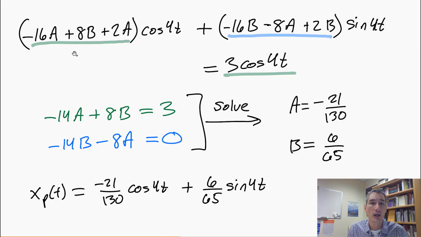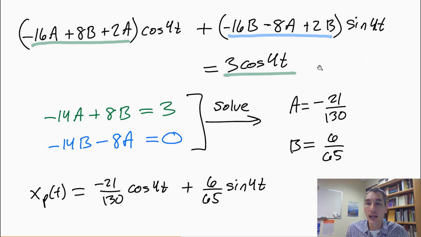And we're going to consolidate the cosine terms and consolidate the sine terms. These are all of the coefficients on the cosine terms. These are all the coefficients on the sine terms. And on the right-hand side, we have the 3 cosine of 4t. You'll notice in green, I'm marking the cosines right here. There are 3 cosines on the right-hand side, and there are negative 14A plus 8B cosines on the left-hand side. So the number of cosines on the left matches the number of cosines on the right, and that gives you an equation.